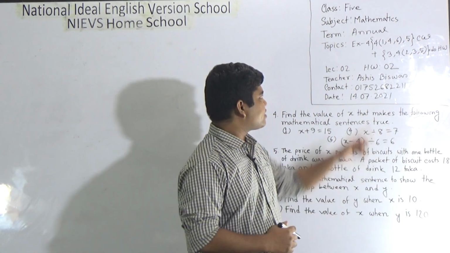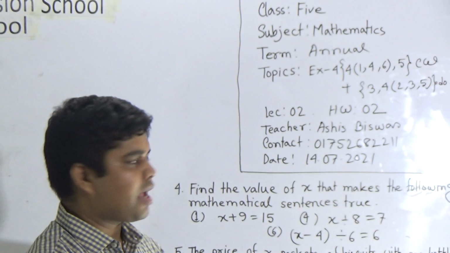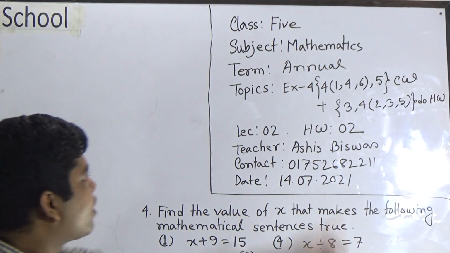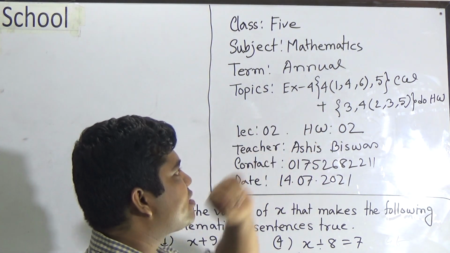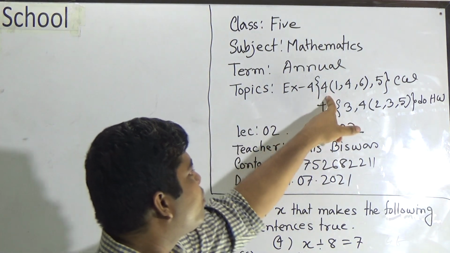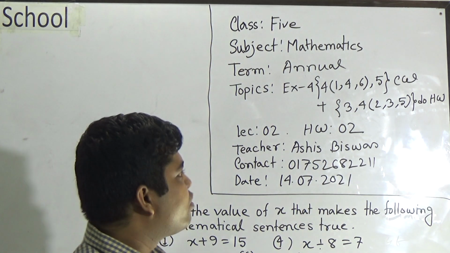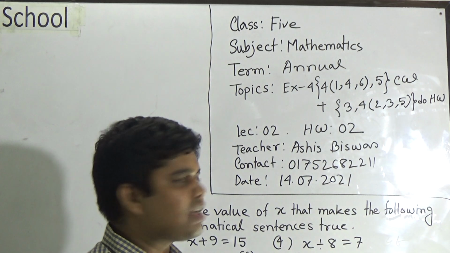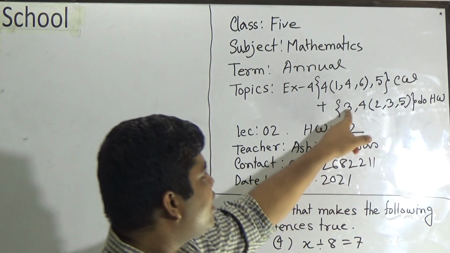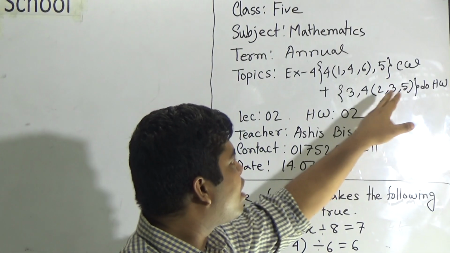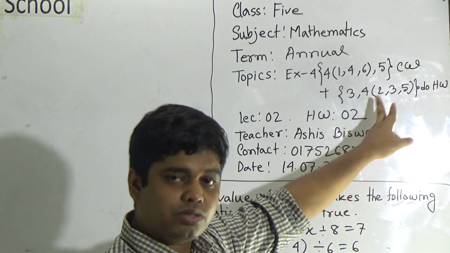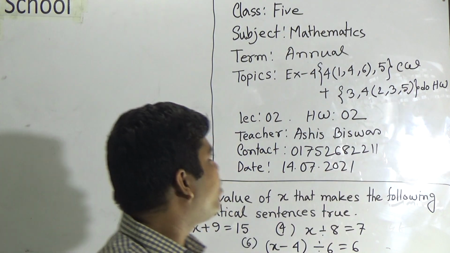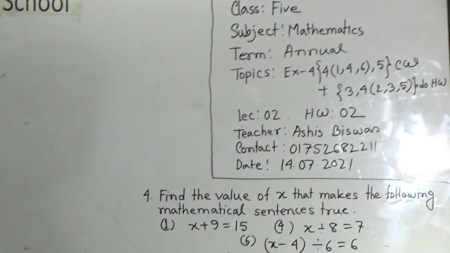Today is our lecture number 2 of annual term, and today's SW number will be 2. My dear students, our today's topic is exercise 4. From exercise 4, we shall solve question numbers 1, 4 and 6 as your CW, and 3 and 4 will be your SW. But all the questions of 4 are not your SW, only 2, 3 and 5. Okay my dear students, let us start our class.